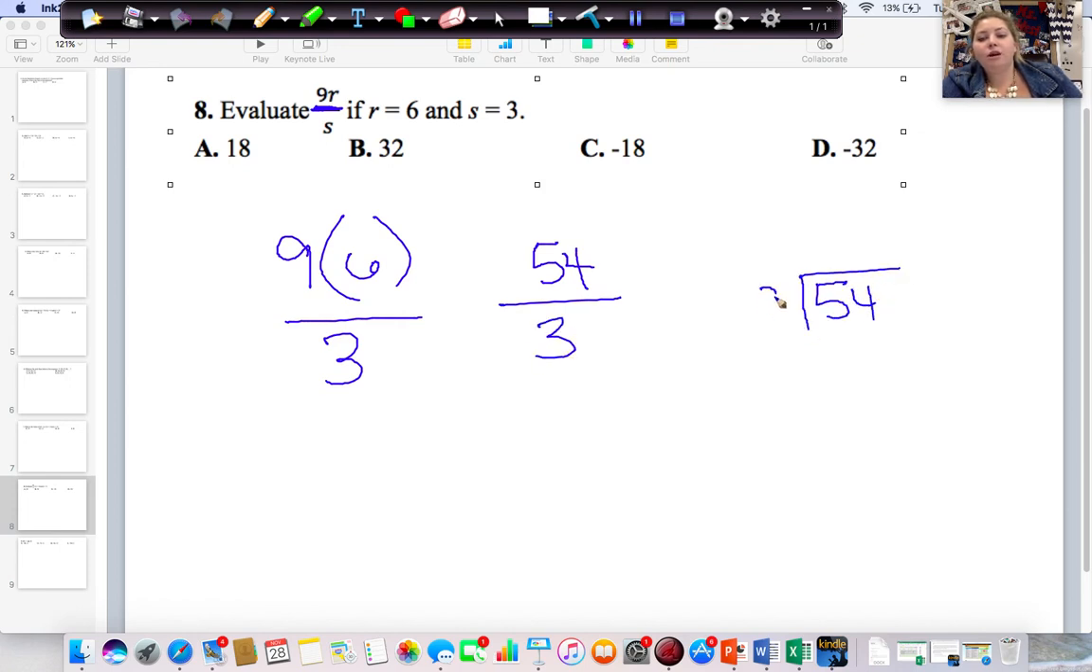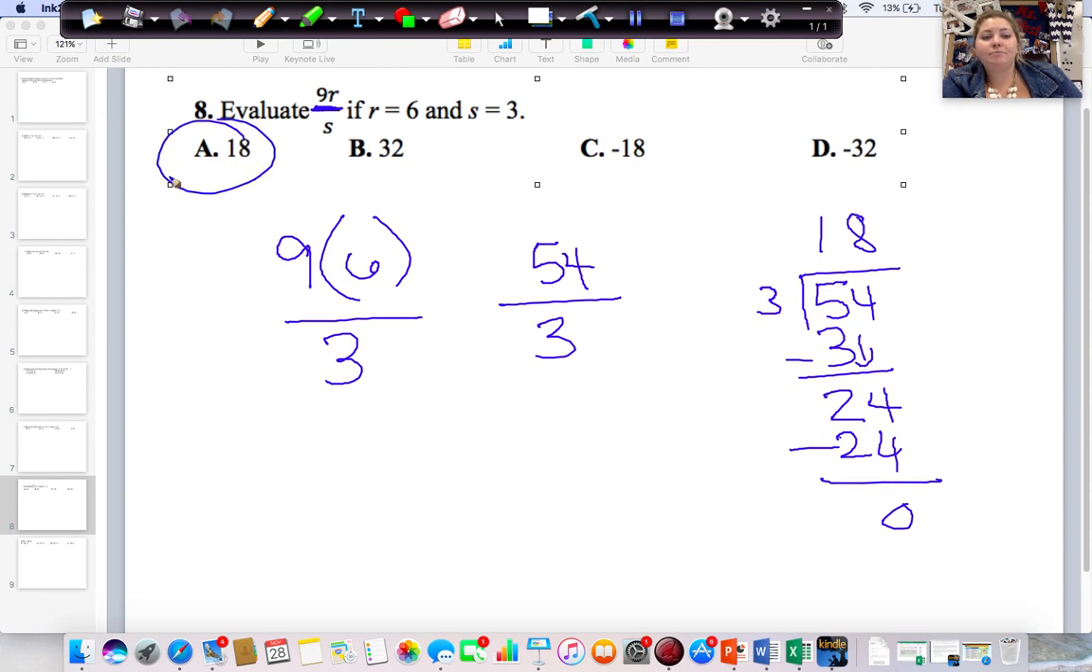If you need to, you can come off to the side and divide. 3 goes into 5 once. 1 times 3 is 3. Subtract and we get 2. Bring down our 4. 3 goes into 24 8 times. 8 times 3 is 24. Subtract and we get 0. So our answer is 18. A.